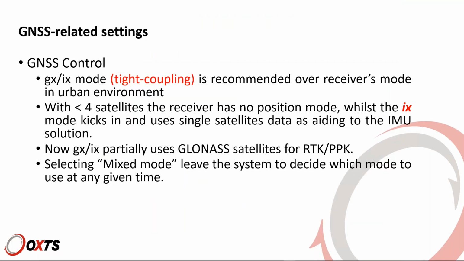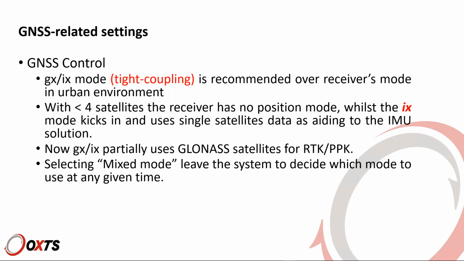So, other settings: GNSS related settings. First of all, the GNSS control. I would recommend that you use GX/IX mode. That's the tight coupling mode of OxTS. That is recommended over receiver mode because it performs better in urban environments. One of the reasons why is that if you have fewer than 4 satellites, the receiver will not be able to lock on a position mode. So basically, you are completely relying on the IMU in that case.